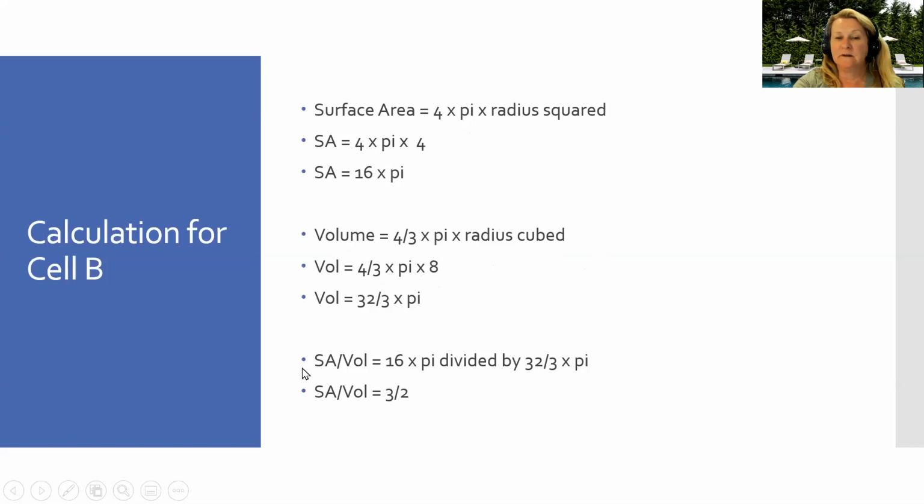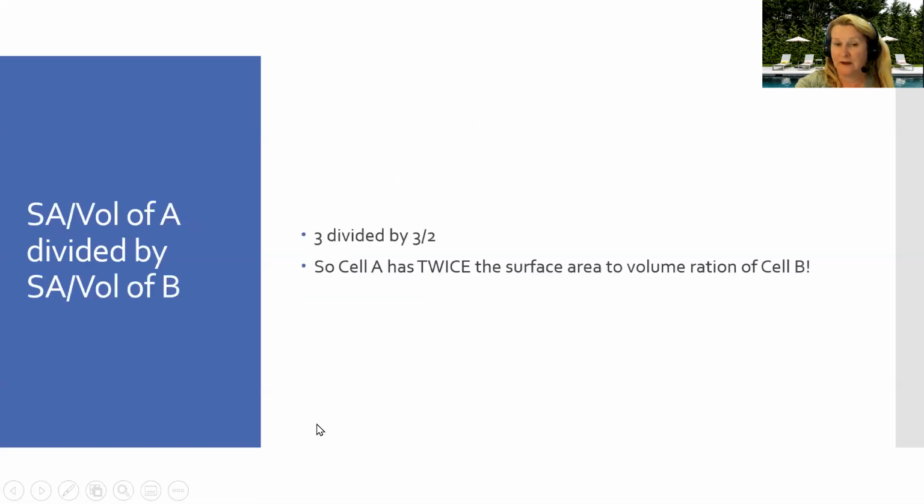To figure out the surface area to volume ratio, we take 16 times pi and divide it by 32/3 times pi. The 16 goes into 32 twice. The pi's cancel out. So what you end up with is the surface area to volume ratio is 3/2. Okay, so what does that mean? That basically means that cell A has relatively twice the surface area to volume ratio of cell B. And that's going to make it easier for cell A to absorb things from its environment and to get rid of waste products. And what do you think happens when the cell gets even bigger?